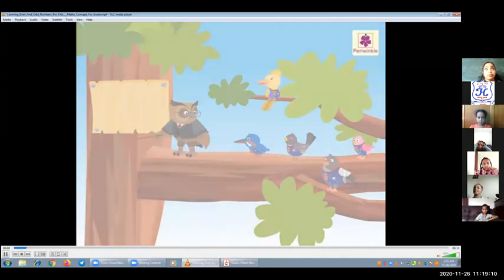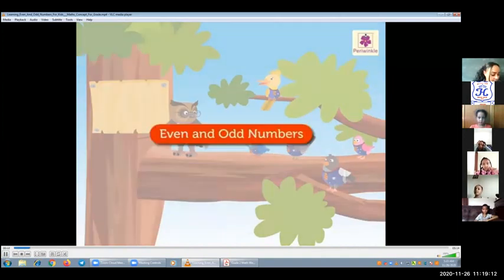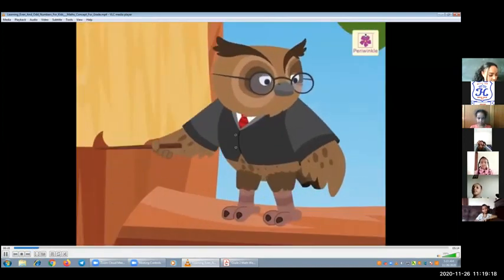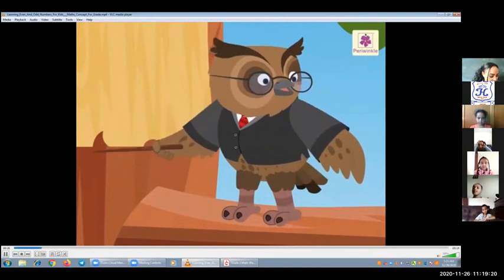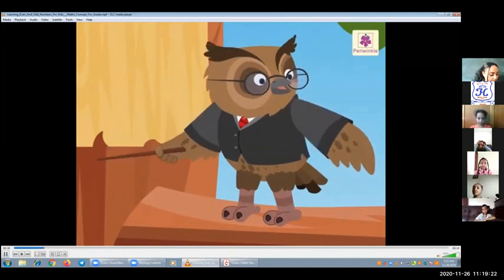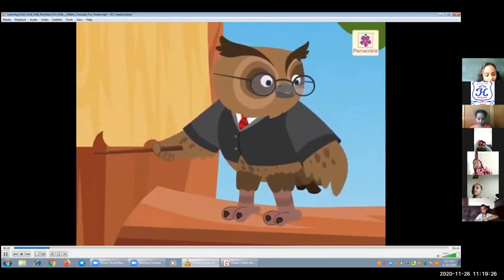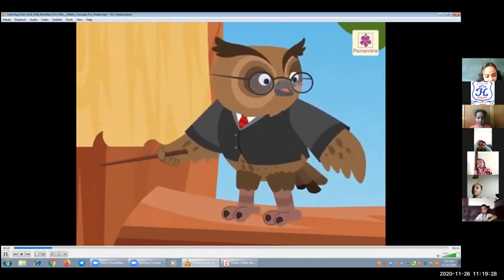Today, let's learn even and odd numbers with Ozzy the Owl. Good morning, everybody. Let us begin our lesson today by understanding what even numbers and odd numbers are.